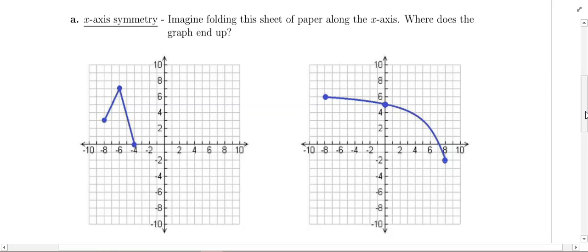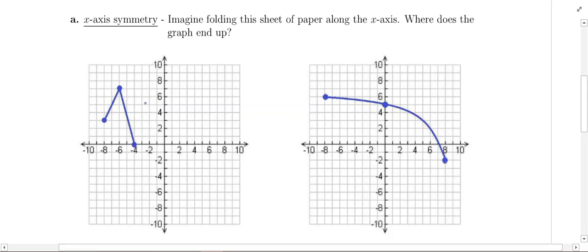The key thing, and this is what I always tell students, is you have to do some imagining in your head. If you're doing x-axis symmetry, you're imagining that this were a sheet of paper, and you would physically fold the graph along the x-axis. Where does the graph end up? Let's start with the graph on the left here.